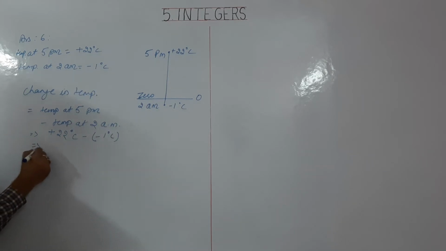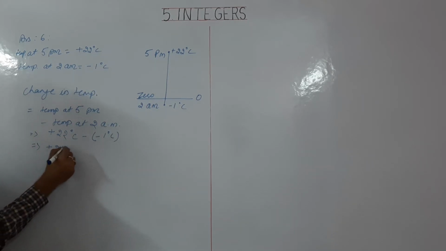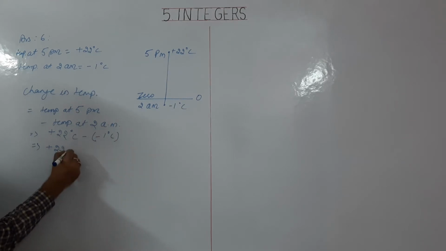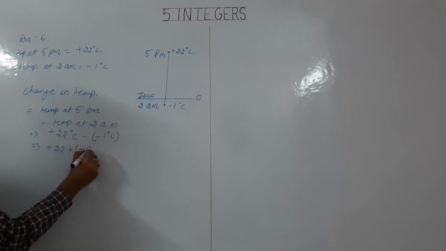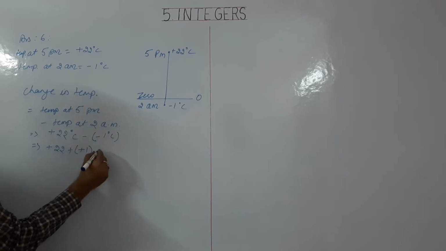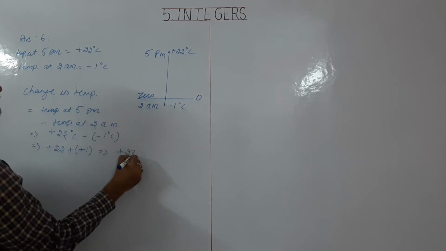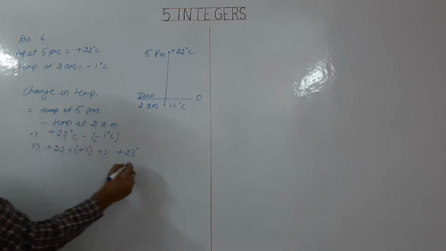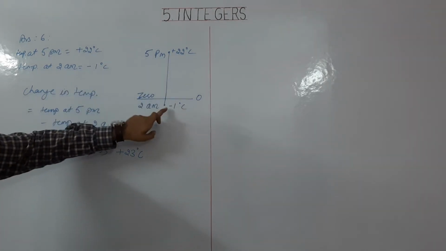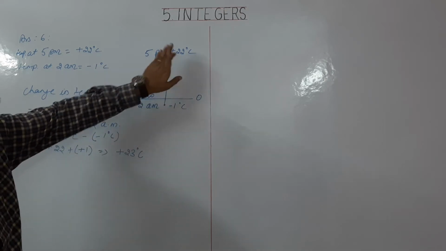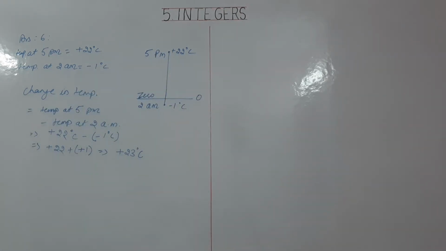centigrade. So plus 22, and we have to replace this negative sign by positive sign, and we have to write its opposite also, plus 1. Right. So the net change in temperature is 22 plus 1, 23 degrees Celsius or 23 degree centigrade. This is the total change in temperature from plus 22 to minus 1, or from minus 1 to plus 22. Net change is 23 degree centigrade.